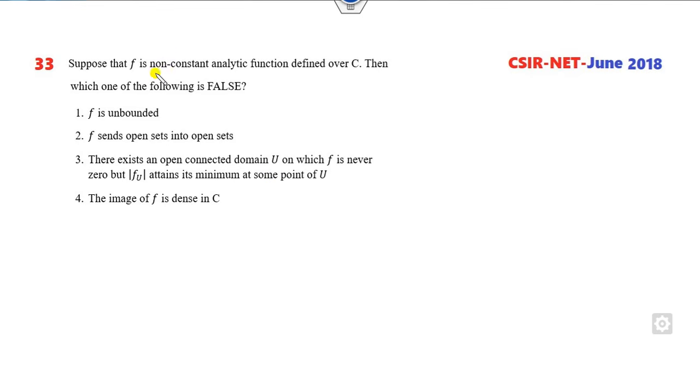Okay, f is a non-constant entire function. Which of the following statements is false? So how do you discard the options? That's very simple again. You can see this is a non-constant entire function. Fine, but the question is which of the following statements is false. How can you say that? Okay, you discard them.